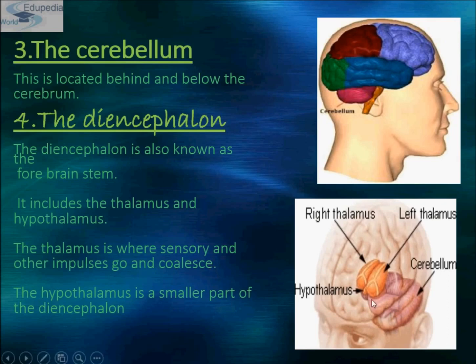And the hypothalamus is the smallest part of the diencephalon. So diencephalon, you can say, is made up of right thalamus, left thalamus and hypothalamus. So this is your diencephalon. It is also known as forebrain stem. So this was all about your diencephalon.